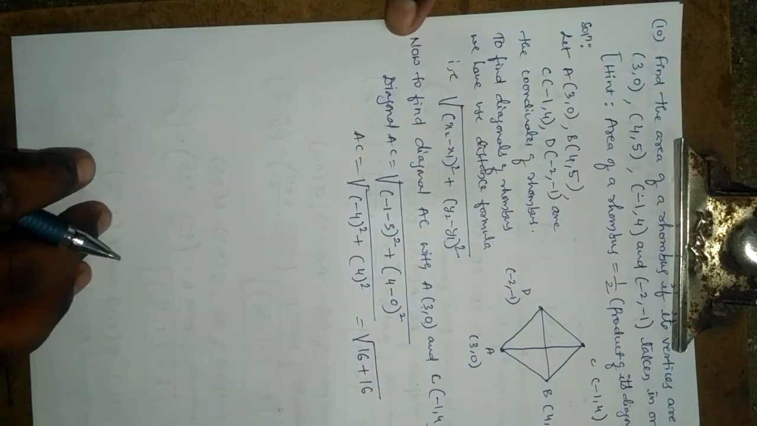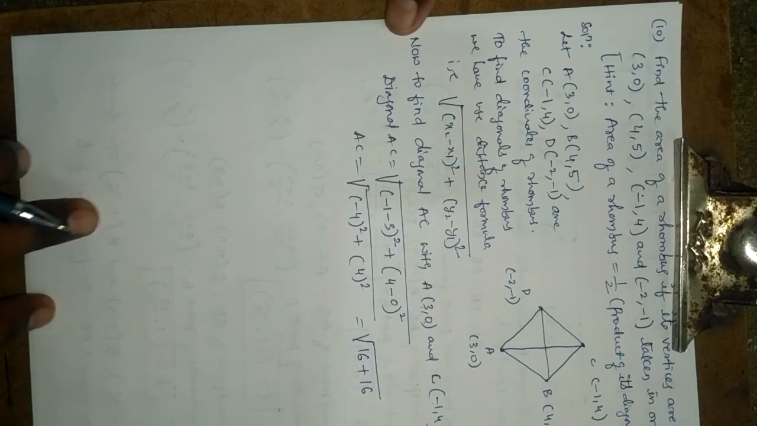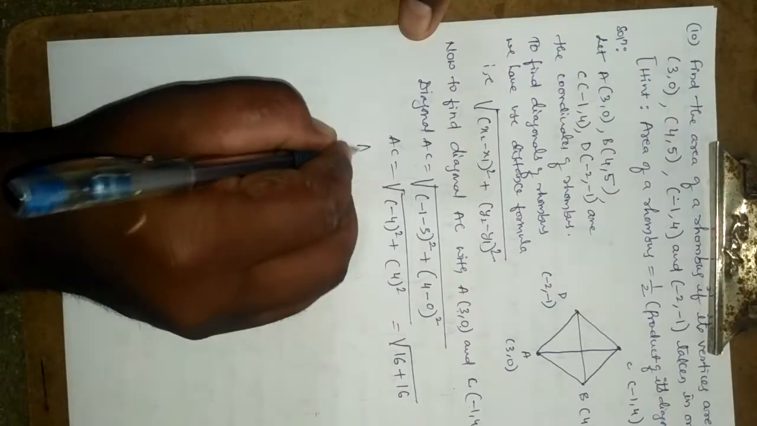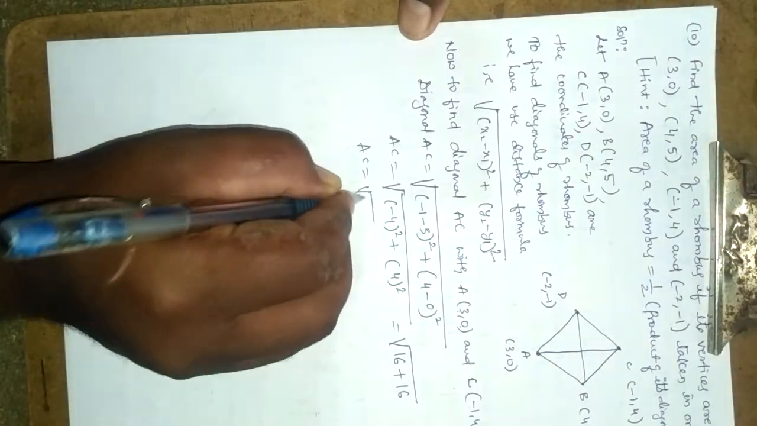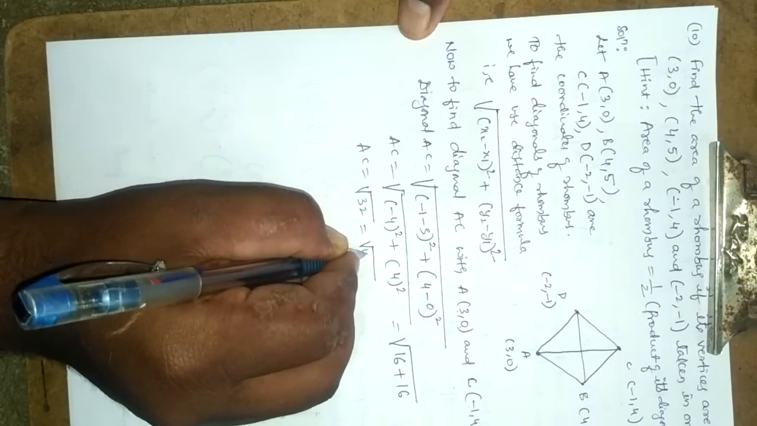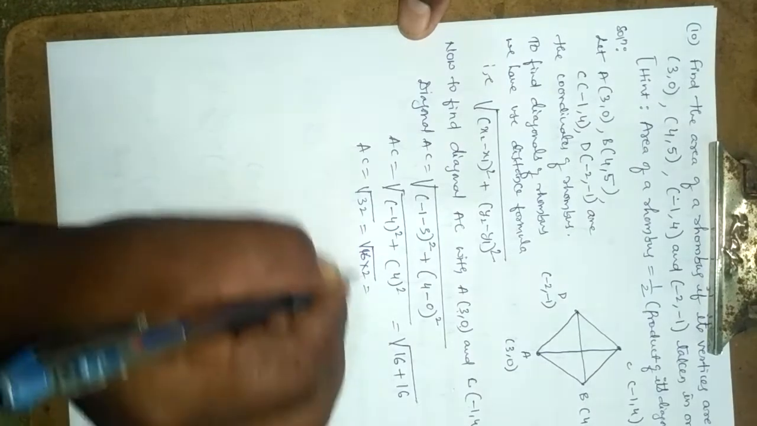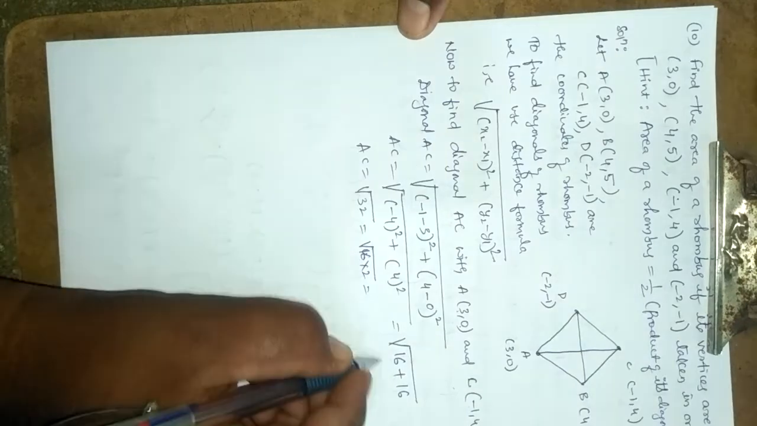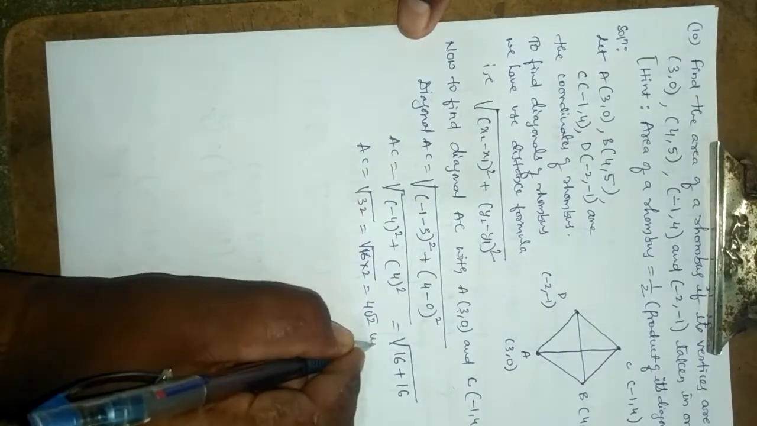Whether it is positive or negative, if you take the square of a number, it will become positive only. So AC is equal to under root 16 plus 16, that is 32. This one we can express as 16 into 2. So if you bring 16 outside the root, it becomes 4 root 2 units.